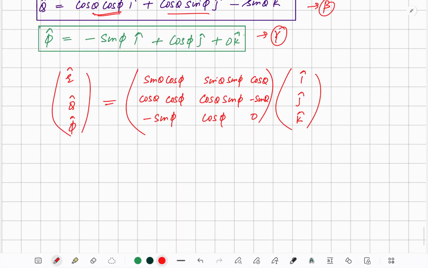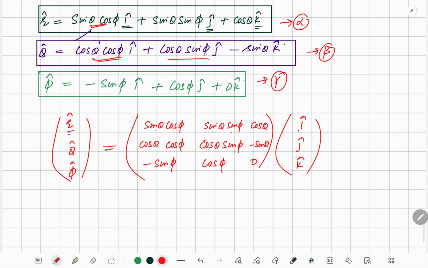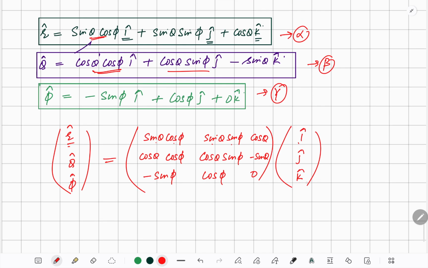You can see if you do this, you can write r cap equals sine theta cos phi i cap plus sine theta sine phi j cap plus cos theta k cap, and then you can do the second row. So cos theta cos phi i cap plus cos theta sine phi j cap minus sine theta k cap, and similarly minus sine phi i cap plus cos phi j cap plus 0 k cap. So basically this is one of the most important matrices. We call it the transformational or rotational matrix between spherical and Cartesian bases.